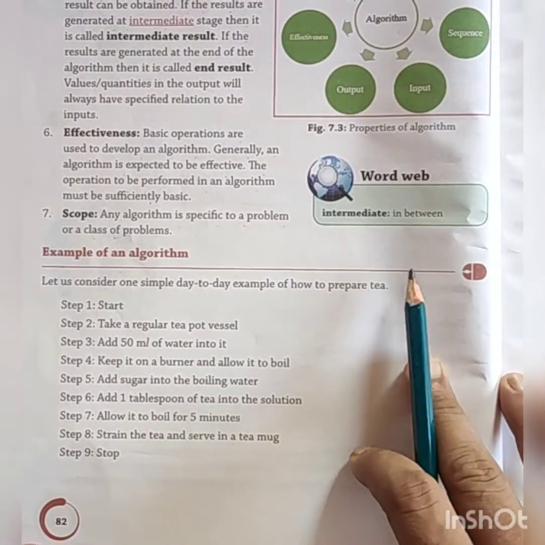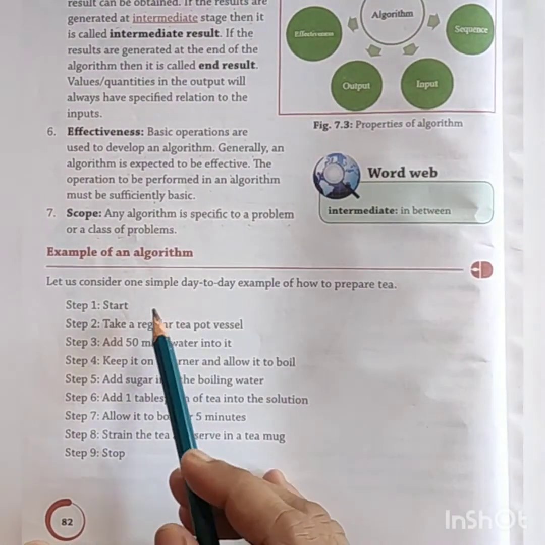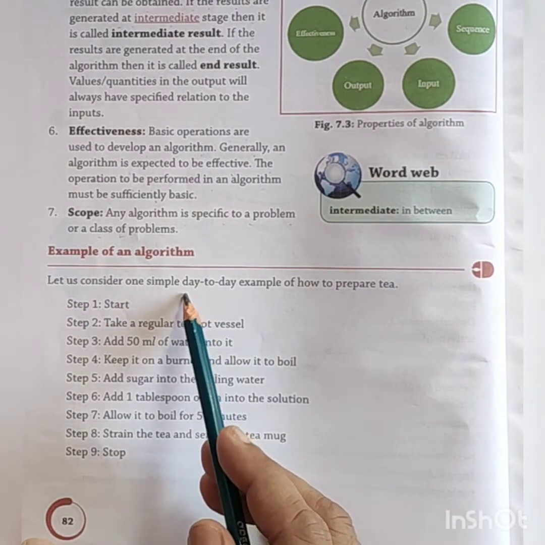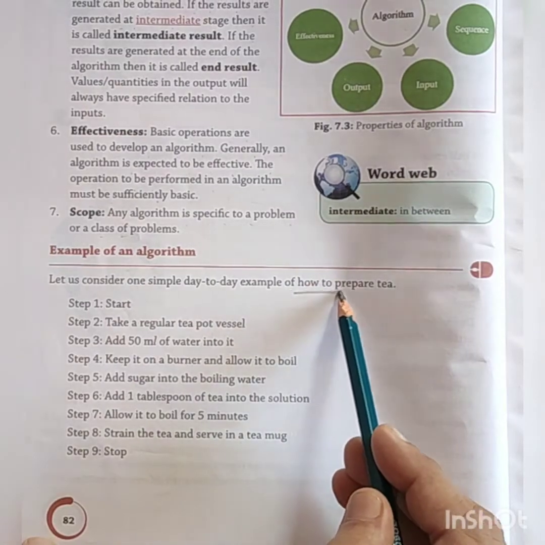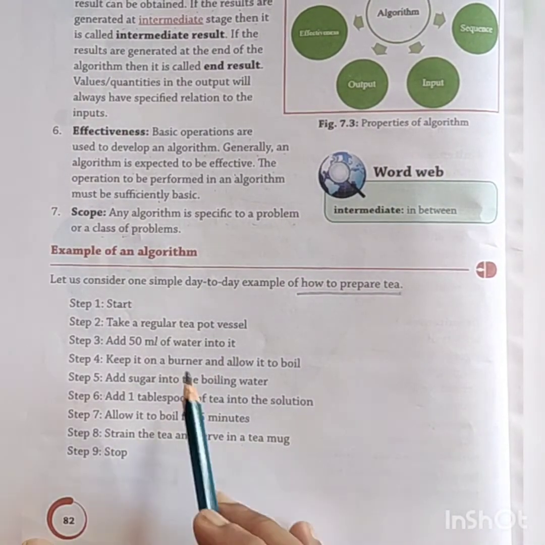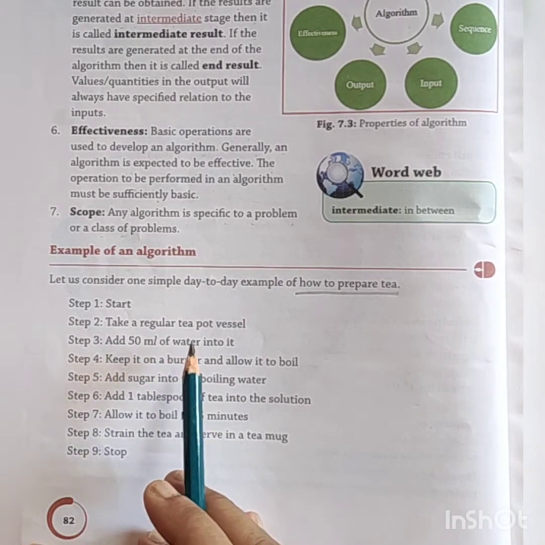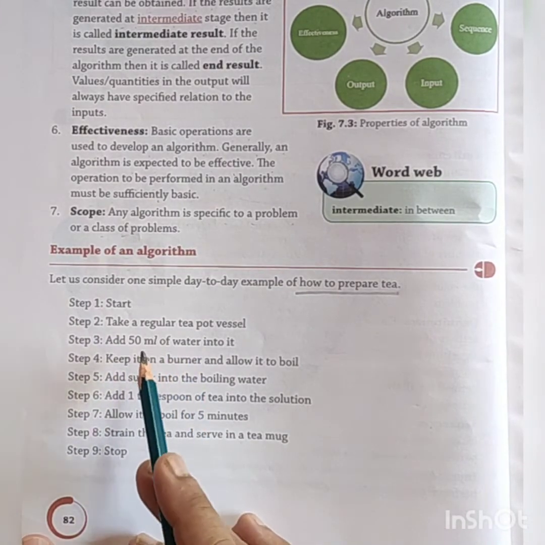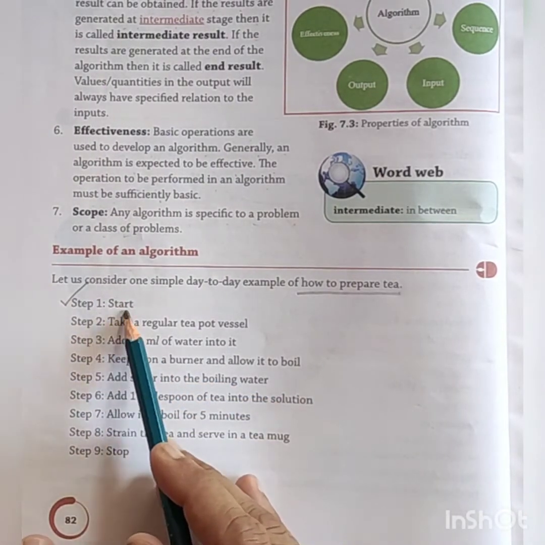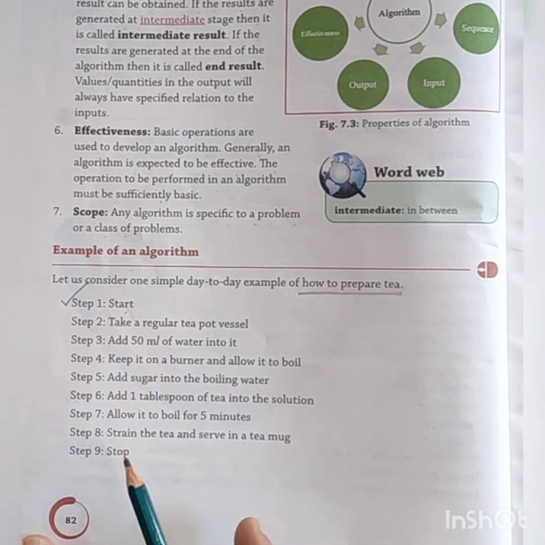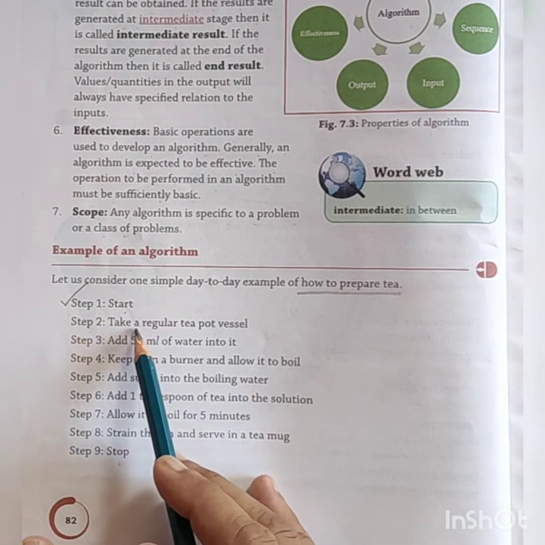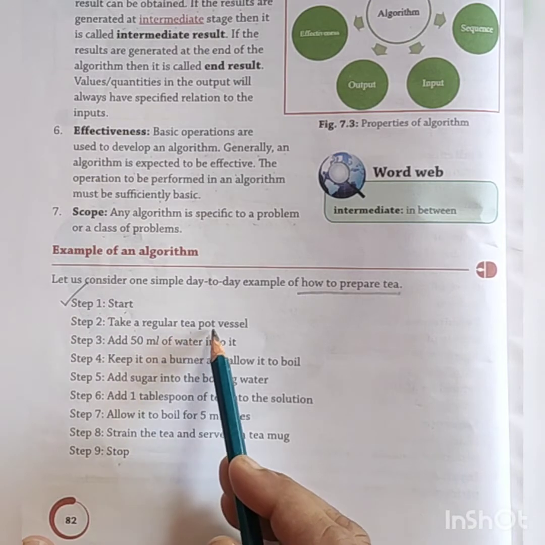Now I will give an example of an algorithm from day-to-day life: how to prepare tea. This is a very common thing. When you write an algorithm, how to write and what to write? First is step 1, start. There will be a start, there will be a stop, there will be termination, there will be a starting point. Step 2, take a regular teapot vessel.